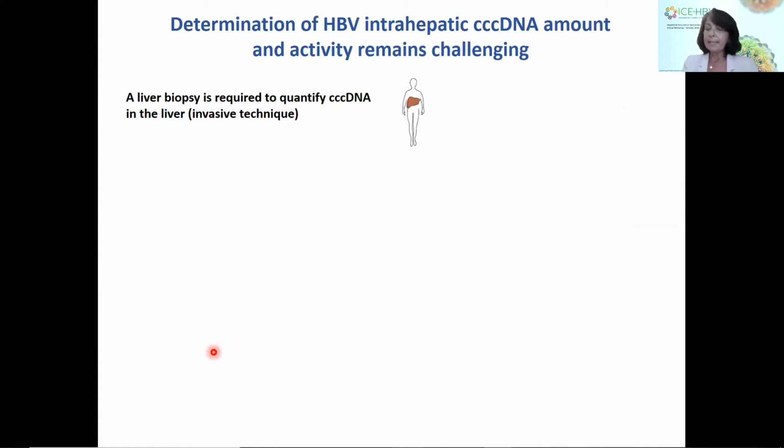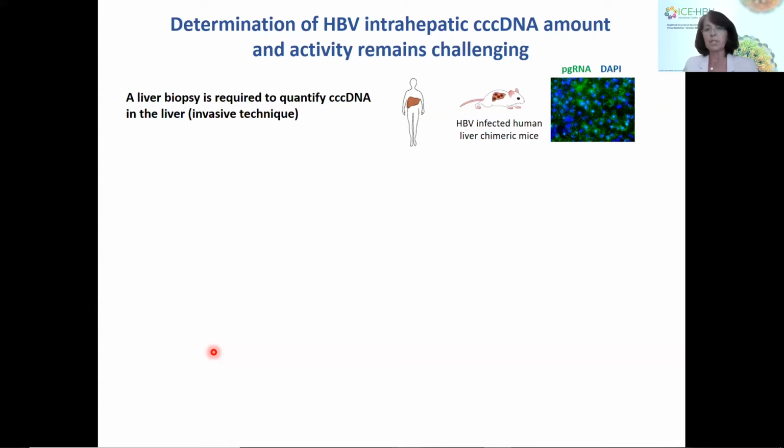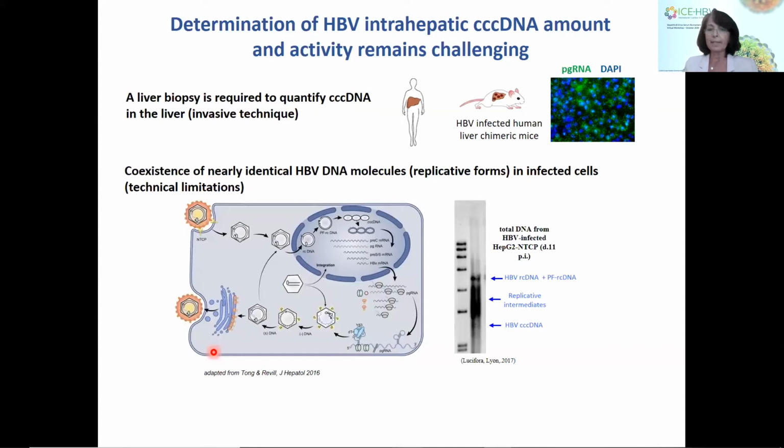But cccDNA is a central molecule, and just to keep in mind, the determination of its intrahepatic amount and activity remains very challenging, because we need a liver biopsy to quantify the cccDNA, and this is an invasive technique. To cope with this problem, models can be used, such as humanized liver chimeric mice, where HBV-infected human hepatocytes build the cccDNA, and different RNAs and viral proteins are produced. There is also a technical challenge: the coexistence of nearly identical HBV DNA replicative forms gives this nice smear in the Southern blot, which makes quantification of the cccDNA quite difficult.